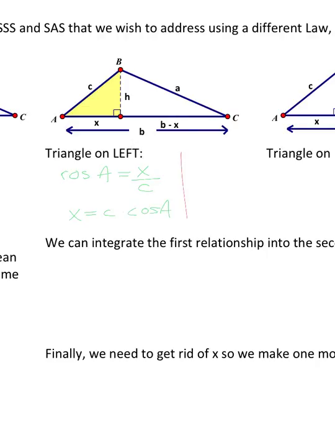I do want to set up another equation with this yellow triangle, and I'd like to use the Pythagorean theorem. So leg squared plus leg squared equals hypotenuse squared. And then I'd like to solve for h squared by subtracting x squared from both sides. And we get h squared equals c squared minus x squared.